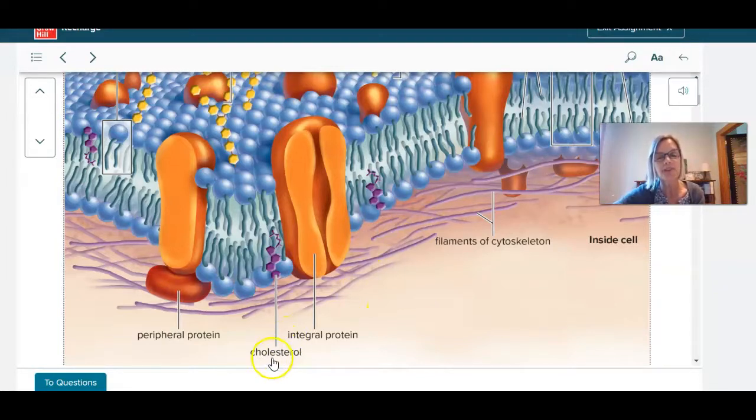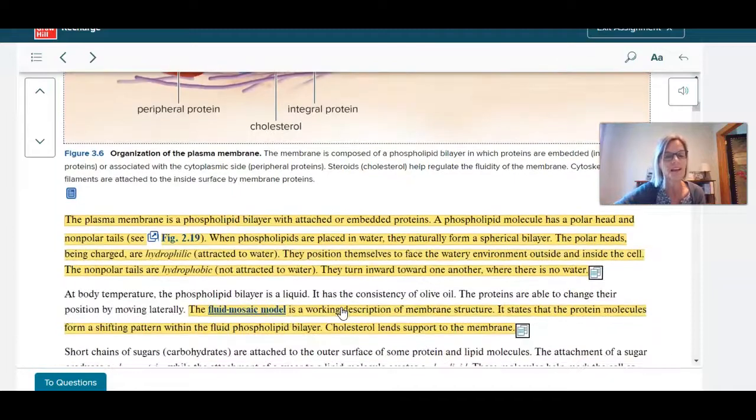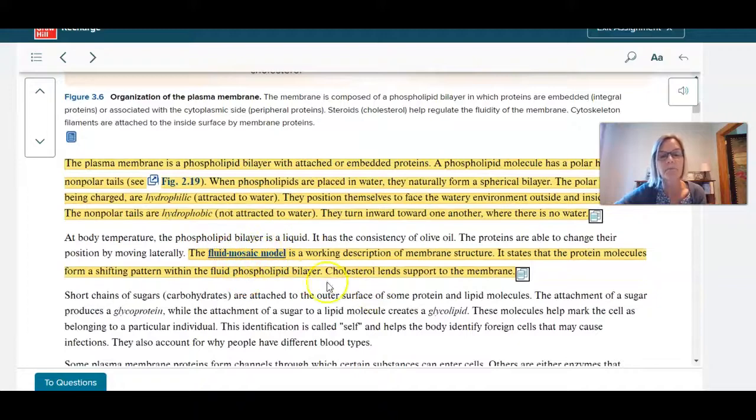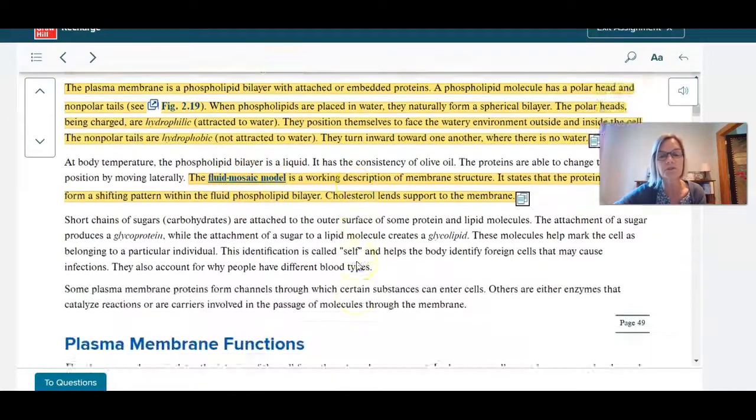So it's important to have cholesterol in our diet. The unfortunate thing is most of us eat too much of it. And so there's a little discussion about that. It also mentions that model that I just described is called the fluid mosaic model.